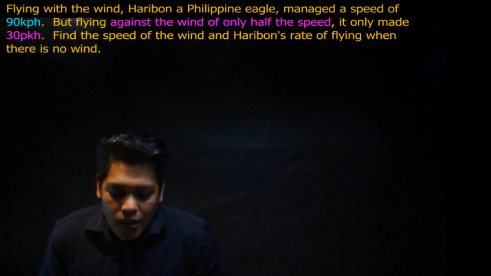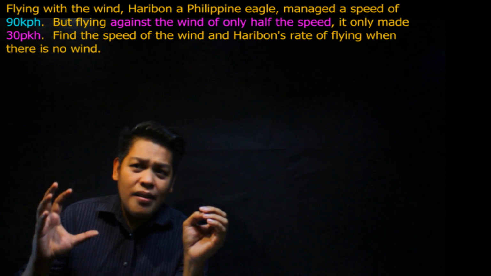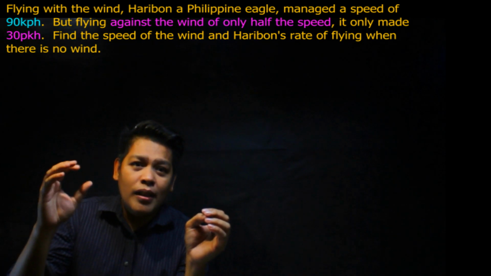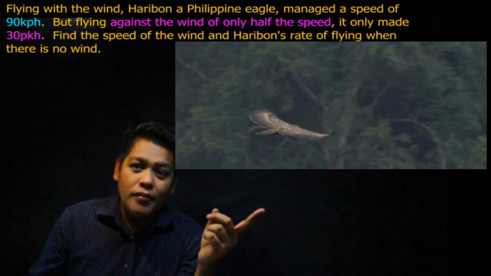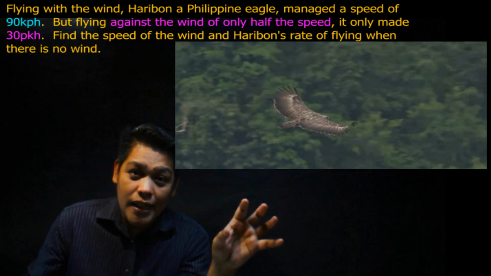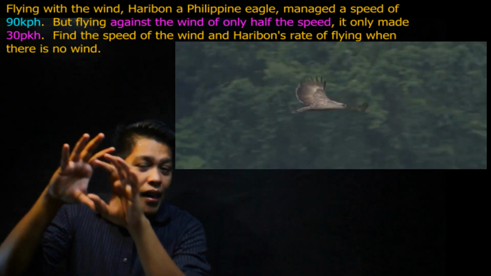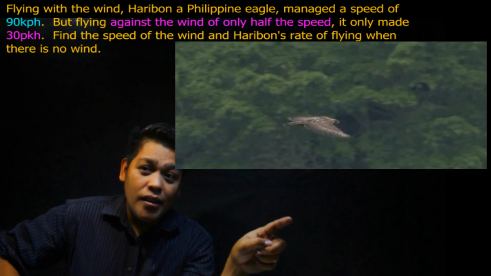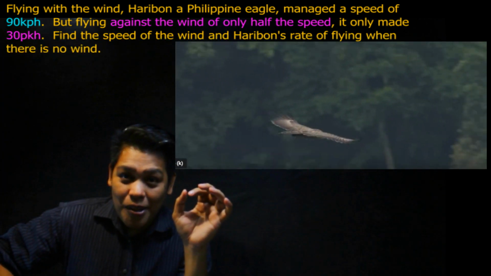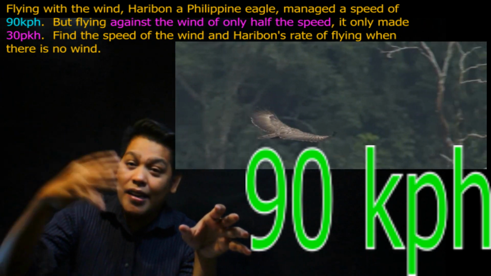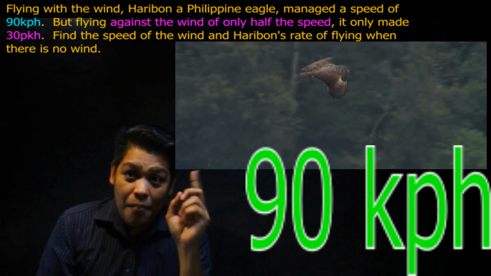So, papaintindi ko lang sa inyo to. Meron daw ang ating Haribon, agila. So, flying with the wind, ibig sabihin, kasama niya. Siyempre, makakatulong sa kanya paglipad yung speed ng eagle, tsaka yung rate ng hangin. Along with the wind, ang bilis daw ng ibon is 90 kilometers per hour, kasi kasama niya yung hangin. Parang naitutulak siya nito. So, yun daw yung number 1 natin.